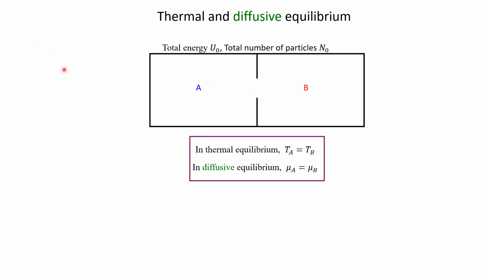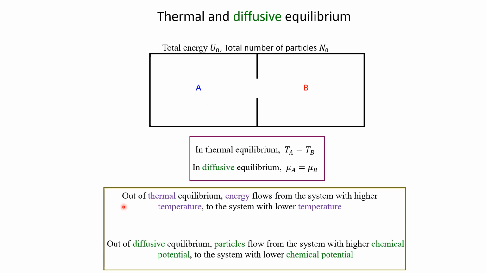So let's summarize what we've learned. The characteristic of thermal equilibrium is that the temperature is constant across the system. Likewise, the characteristic of diffusive equilibrium is that the chemical potential is constant across the system. And when the systems are out of thermal equilibrium, then energy flows from the system with higher temperature to the system with lower temperature. Likewise, when the systems are out of diffusive equilibrium, particles flow from the system with higher chemical potential to the system with lower chemical potential.